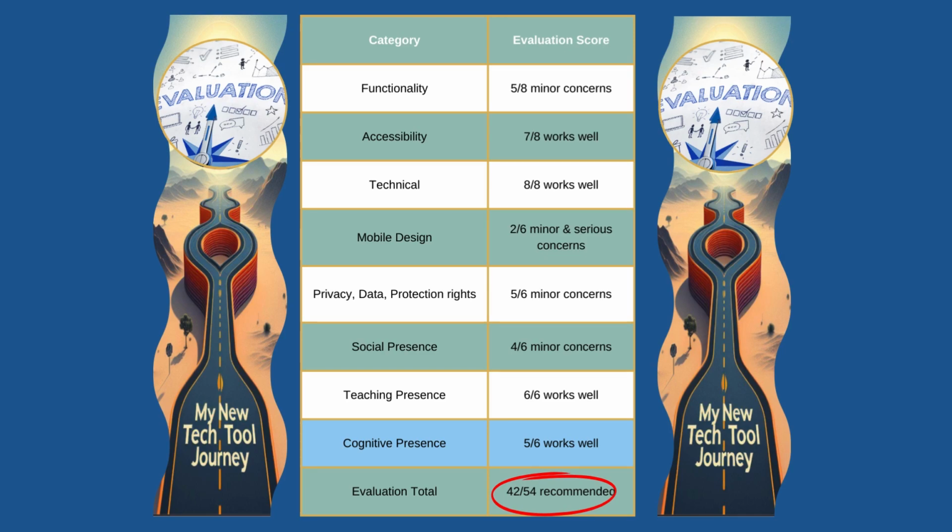There were a couple of spots where the tool worked really well. The accessibility and technical categories both scored really well. I think accessibility, the reason it didn't score perfectly there was it was unable to work properly offline on some devices. And then I think under the area of social presence, there were a couple of concerns about data privacy.